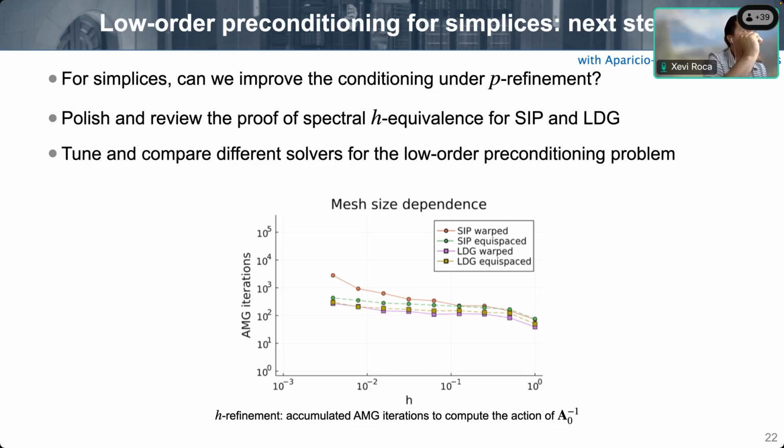And in the y-axis, you have the accumulated iterations in logarithmic scale. And you can see that as you refine, the number of iterations go from below the hundreds to between the hundreds and the thousands. But you have an outlier, which is actually the symmetric interior penalty for warped points. And we think that what's going on here is that the algebraic multigrid is not going really well because you have a grading of the mesh size.